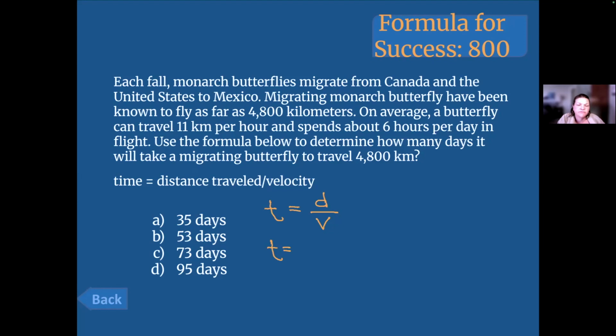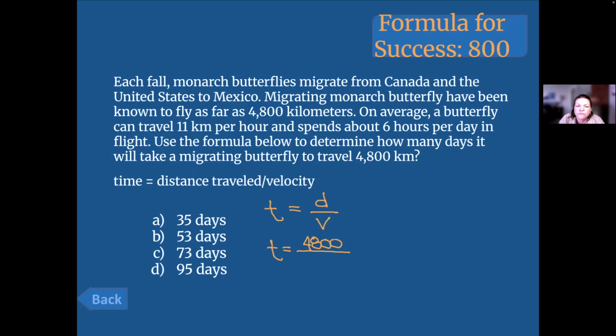Any thoughts? The distance. How far is this butterfly traveling? The butterfly is traveling 4,800 kilometers. Awesome. And we're going to divide by the velocity. Okay, we just talked about what velocity is. I've got two numbers left. I have 11 kilometers per hour and I have 6 hours per day. Which one of these is a velocity?